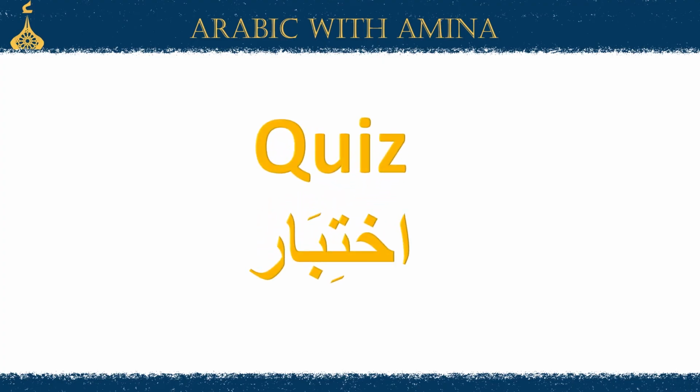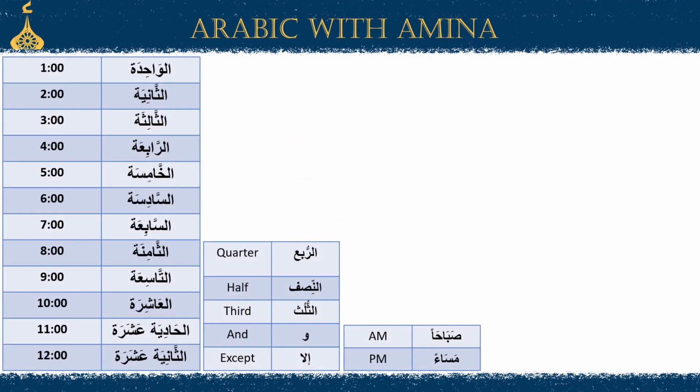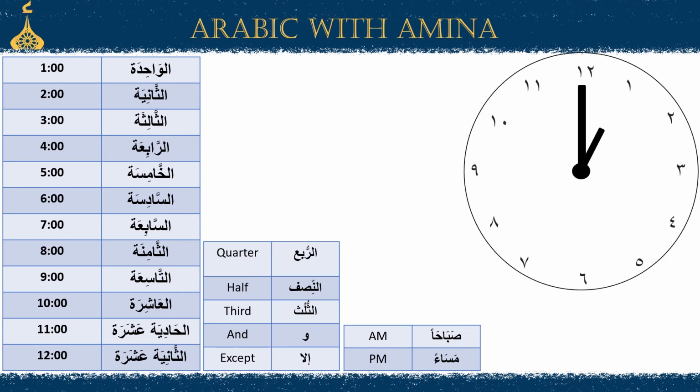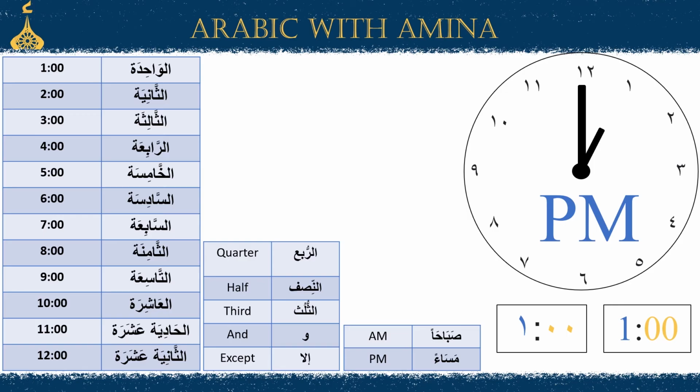Now to test yourself and see do you really know how to tell time in Arabic, we're going to have a short quiz. First of all, we have all the information that I gave you in this video on this slide. We have the whole hours on the far left of the screen, and then after that, the second table shows the quarter, half, third, and the words and except. And then we have AM and PM. So our clock shows that it is 1 o'clock, and this is PM. So I want you to say that it is 1 o'clock PM.